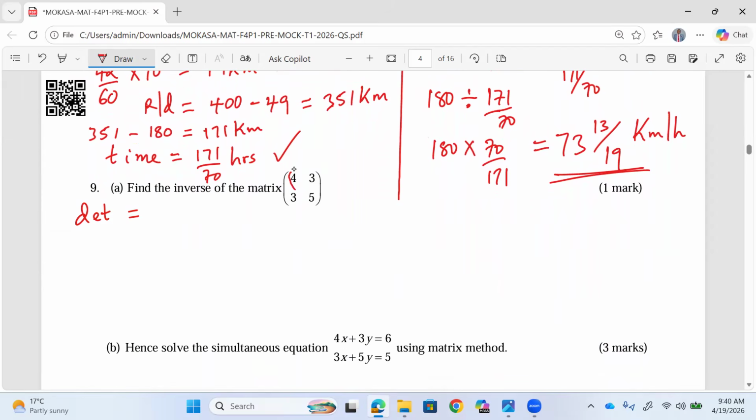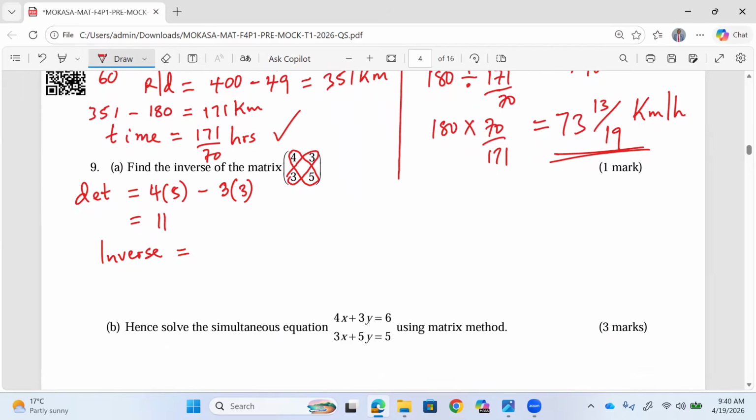It is the product of the elements in the main diagonal, which has 4 and 5, minus the product of the elements in the other diagonal. So this is a 3 and a 3. So we are having 20 minus 9, which is 11. The determinant is 11. Then for us to get the inverse, we're supposed to change a few things here. One, the position of 4 and 5 should be interchanged.